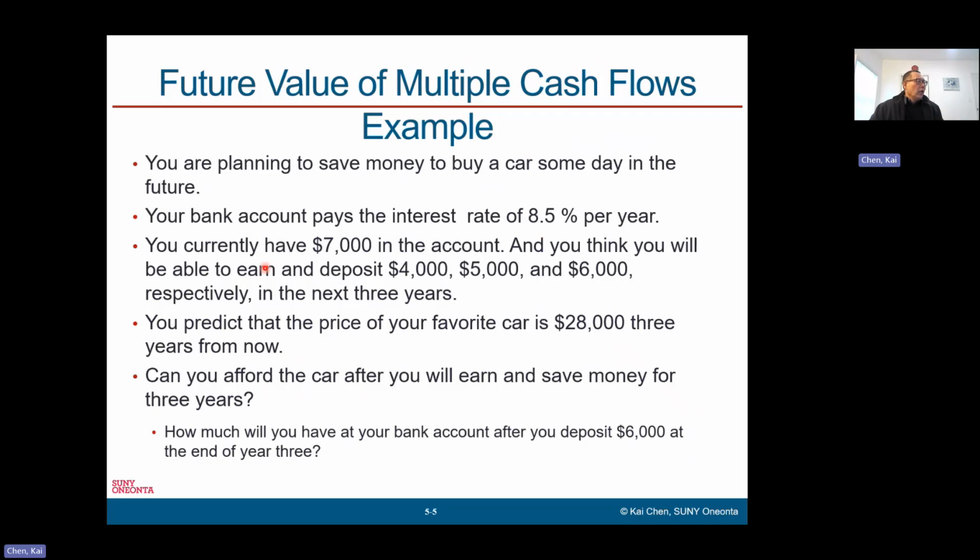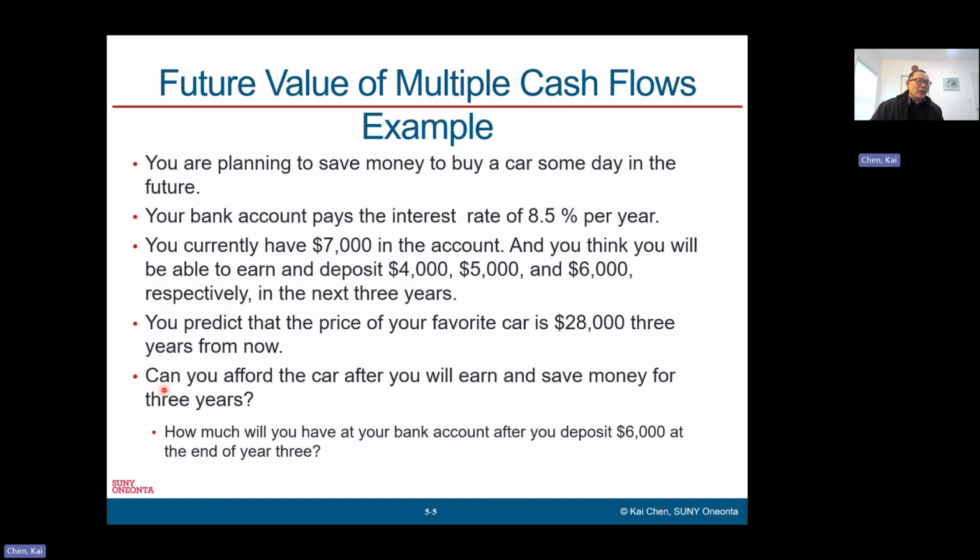You currently have $7,000 in the account. And you think you will be able to earn and deposit $4,000, $5,000, and $6,000 respectively in the next 3 years. You predict that the price of your favorite car is $28,000 3 years from now.